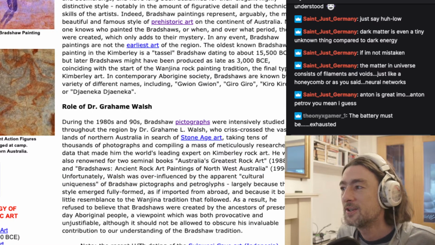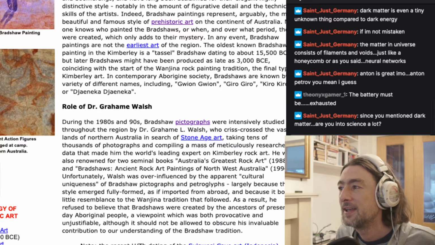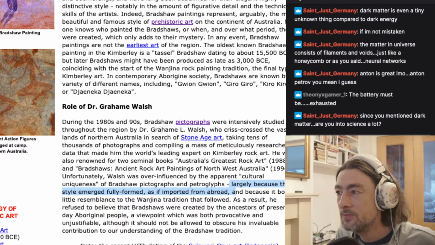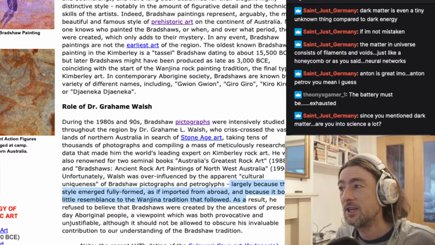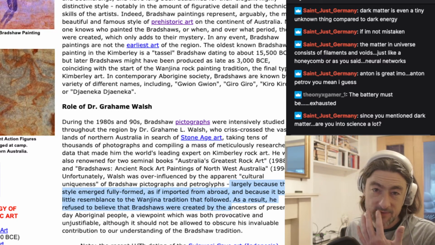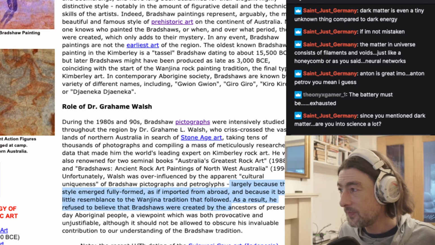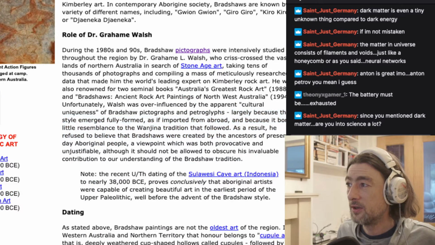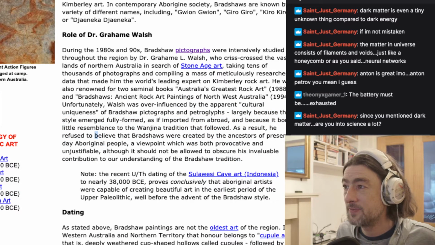But sadly, because the style emerged fully formed, as if imported from abroad, and because it bore little resemblance to the Wanjina tradition that followed. So because they're kind of interesting and unique, he refused to believe that they were created by ancestors of present-day Aboriginal people.